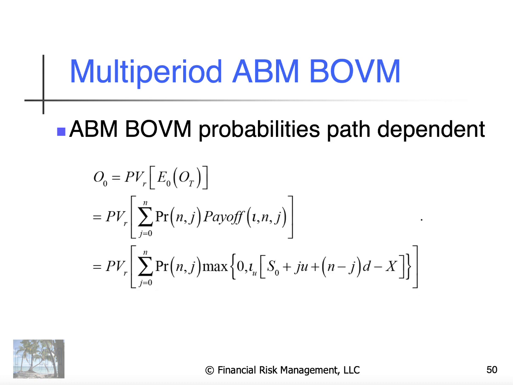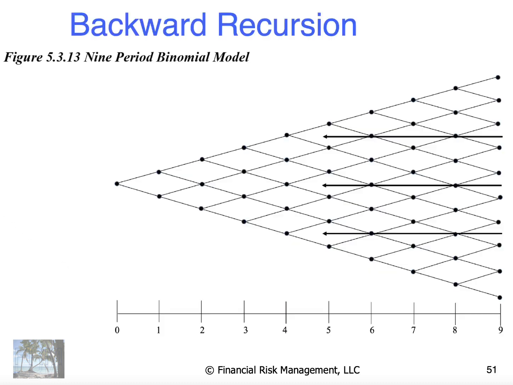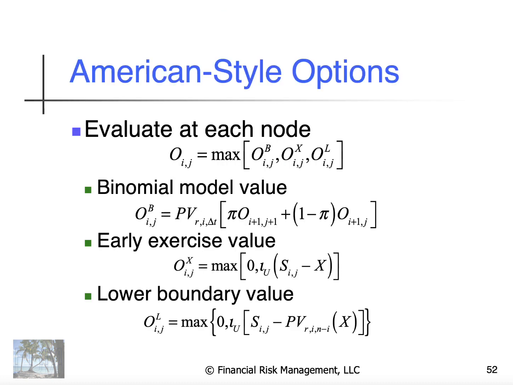With ABM, the probabilities are path dependent, and so the challenge is figuring out what this correct probability is, and that is a significant challenge that I've yet to figure out. However, we can use backward recursion. If you think about a 9-period binomial model, it's just a matter of starting at the end, working backwards, just like we did with American style, but we would do it with European style.